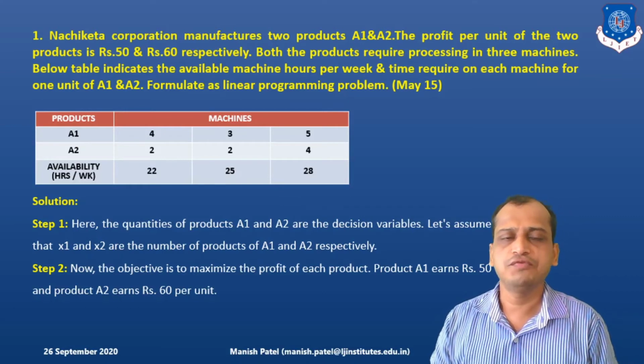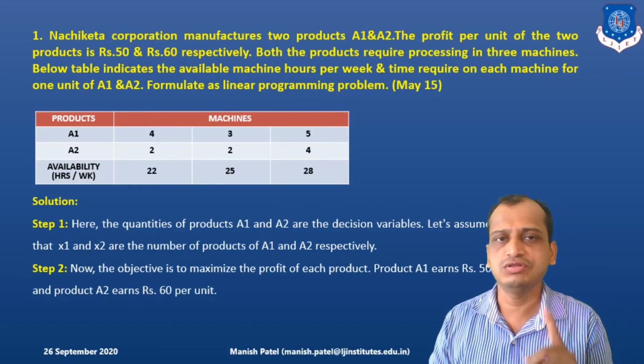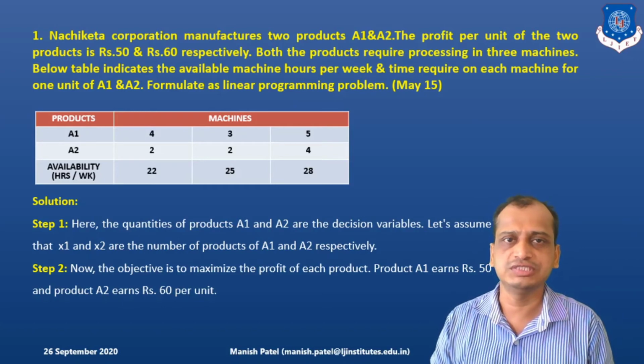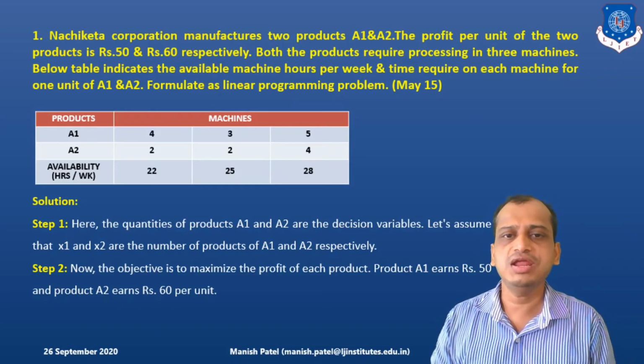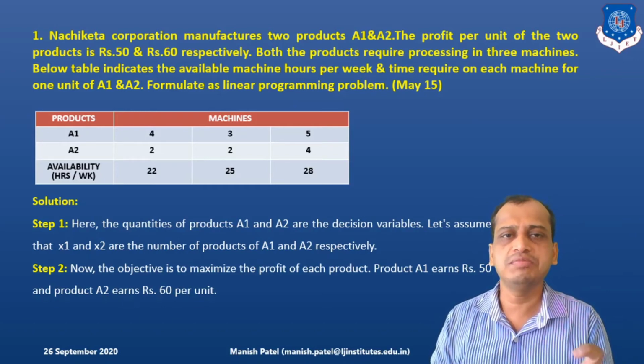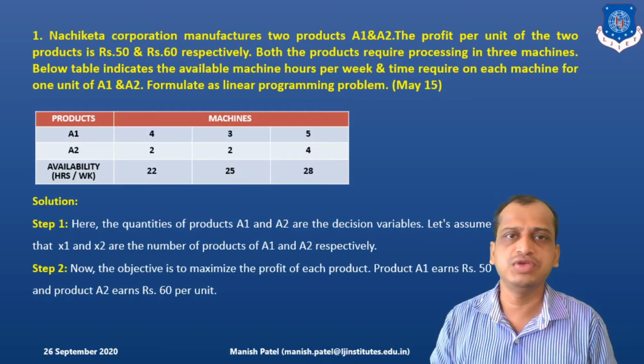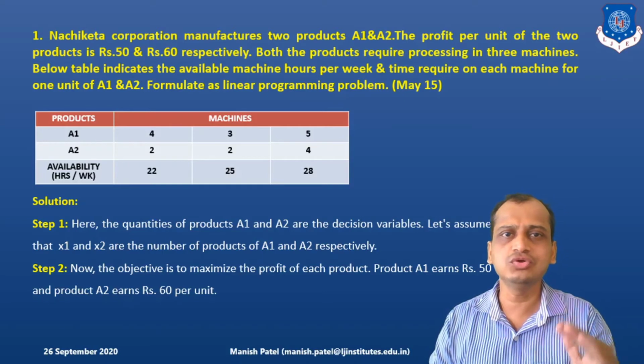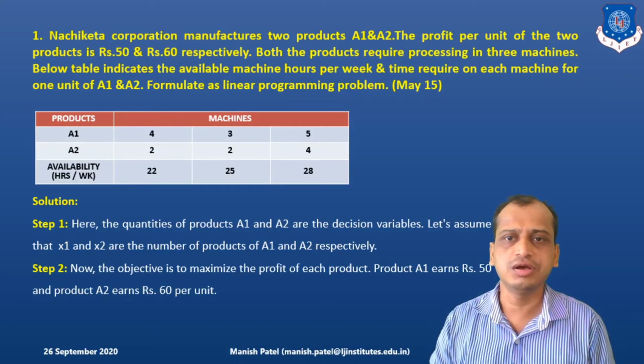What we have to do is formulate the linear programming problem based on this data. So what will be the first step? We try to decide what the decision variables are. That is our first step. Clear? So here A1 and A2, the products to be manufactured, are the decision variables. By increasing those, we can increase the profit for the company.